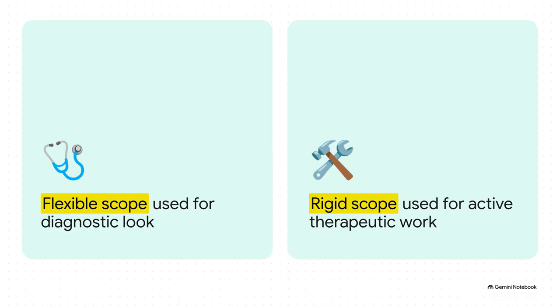A rigid cystoscope, on the other hand, is literally a straight metal telescope. It generally requires regional or general anesthesia because it has these larger working channels that allow the surgeon to pass surgical instruments through it. So if a rigid scope pops up in your operative note, it's highly likely you were dealing with a therapeutic procedure, where the surgeon is actively intervening.